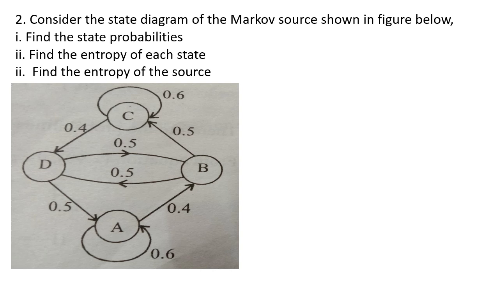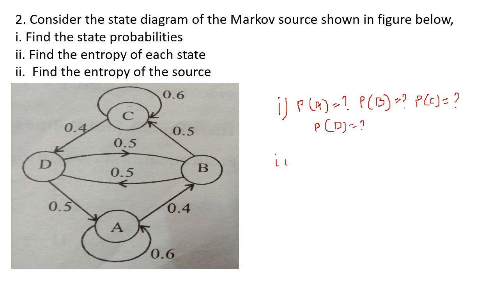Second question, consider the state diagram of the Markov source shown in the figure below. First, find the state probabilities. Second, find the entropy of each state. Third, find the entropy of the source. So first question is nothing but finding the state probabilities. In this diagram, we have 4 states. So it is asked to find what is P of A, what is P of B, what is P of C, and what is P of D.